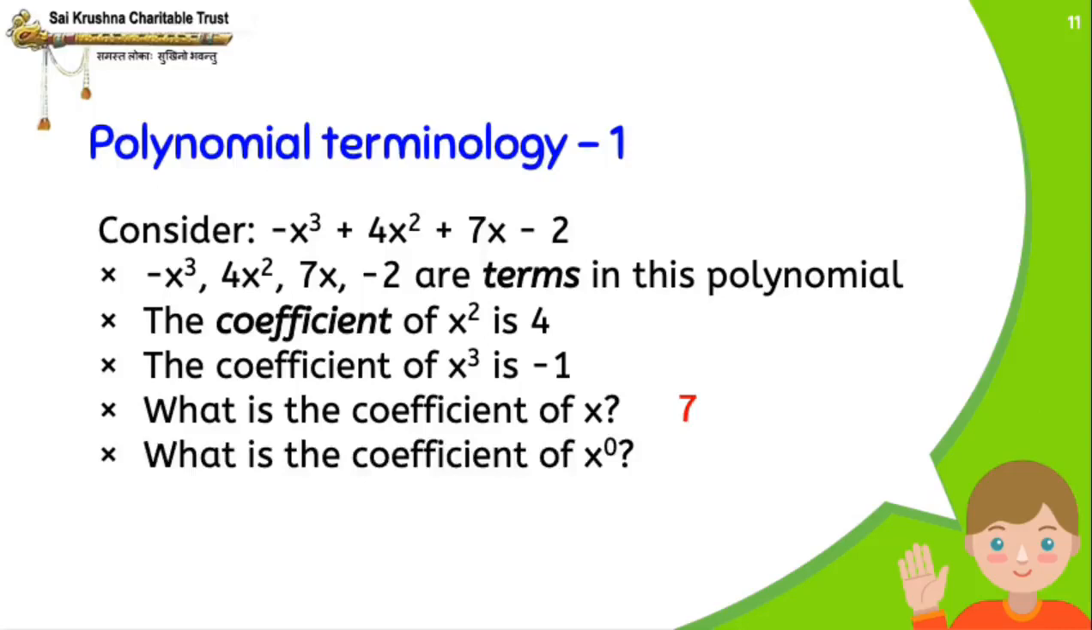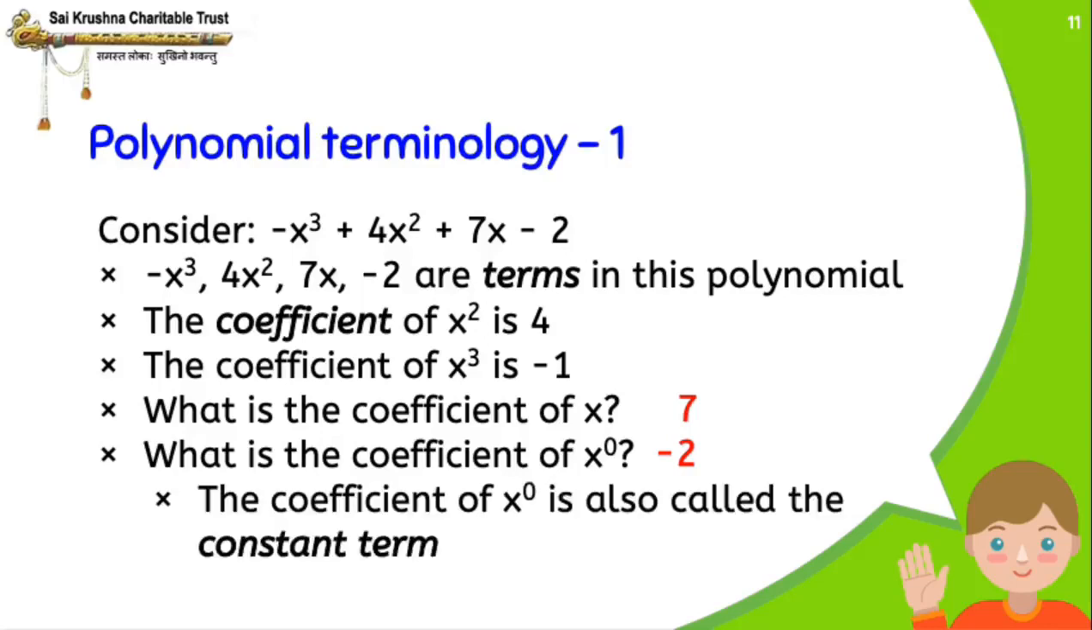The constant term, the term without an x explicitly written, is the coefficient of x power 0. It is negative 2. Because remember, the polynomial has a lot of terms separated by pluses, and so this is like a plus negative 2. So negative 2 is the coefficient of x power 0. The coefficient of x power 0 is also called the constant term.